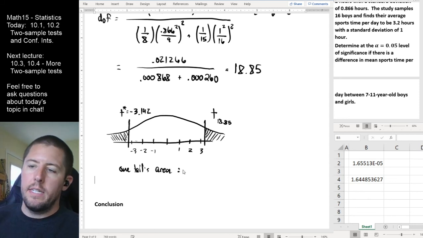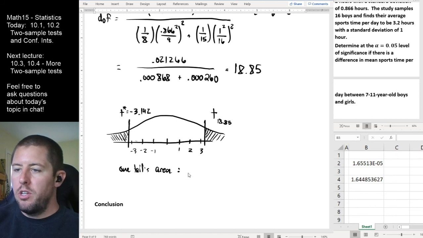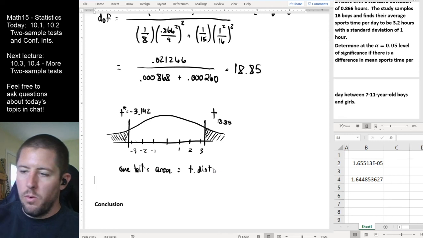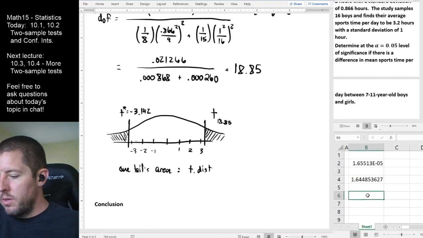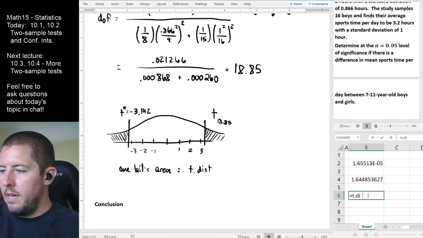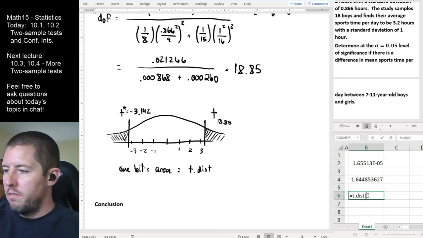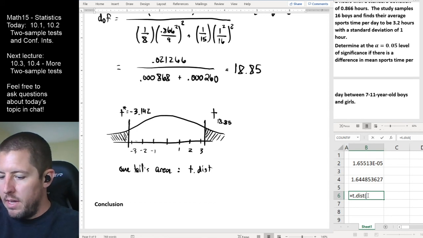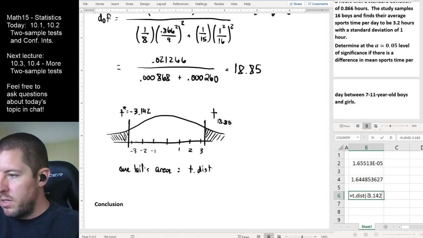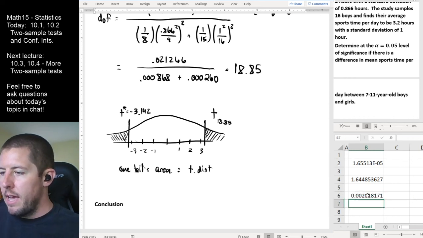So to get one tail's area, let's just go ahead and do our t dot dist. We're going to need to give it our t value in here. Let's come on over here. So we're going to do our equals t dot dist. I just want to remember, since I keep on giving wrong information in here, it wants first our value. That's our t value, the negative 3.142. It wants our number of degrees of freedom, which we calculated as 18.85. And it wants to know if it's cumulative or not, and we're going to say yes.